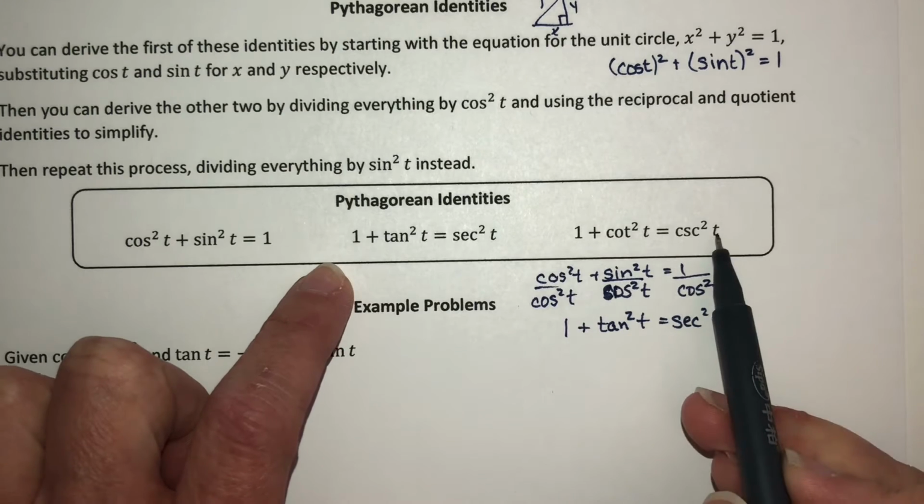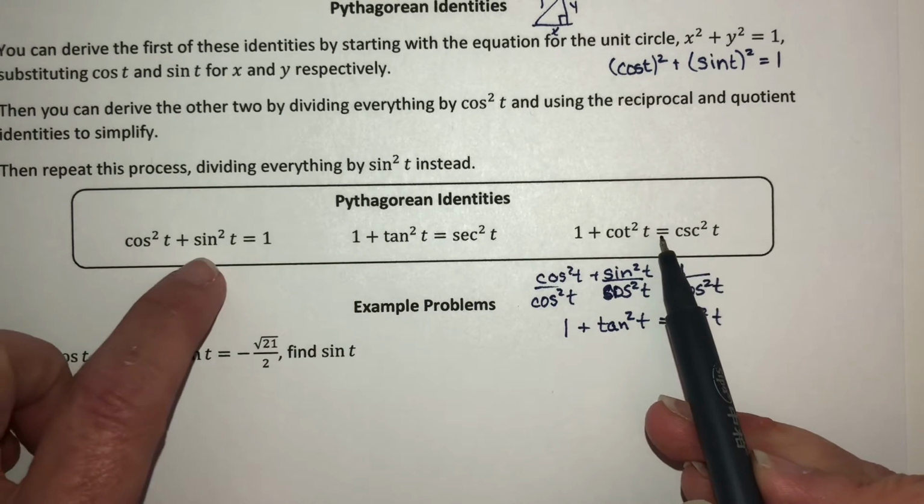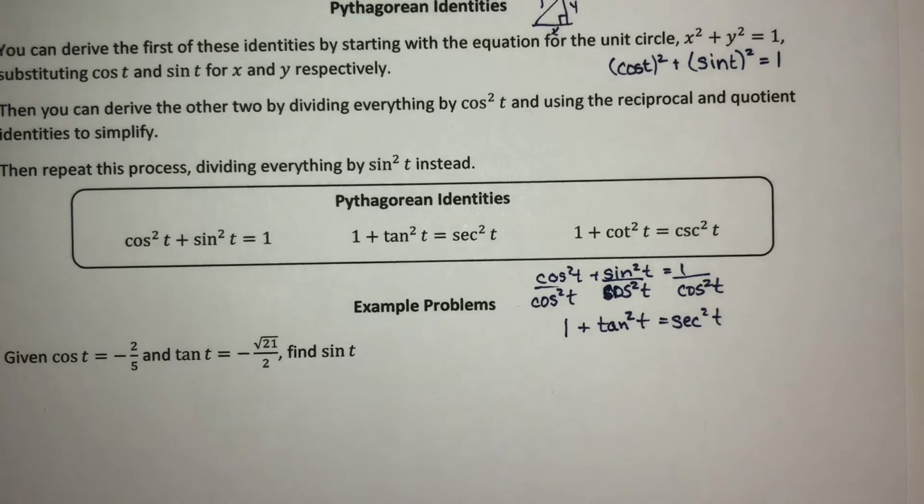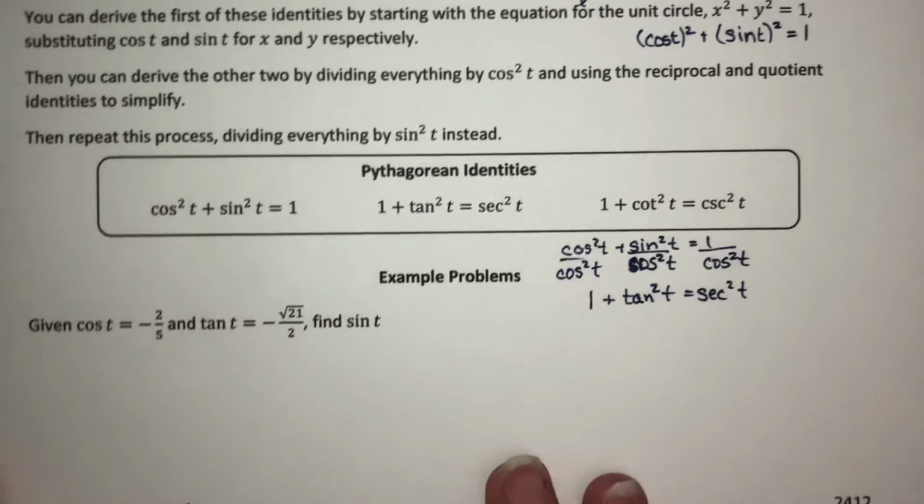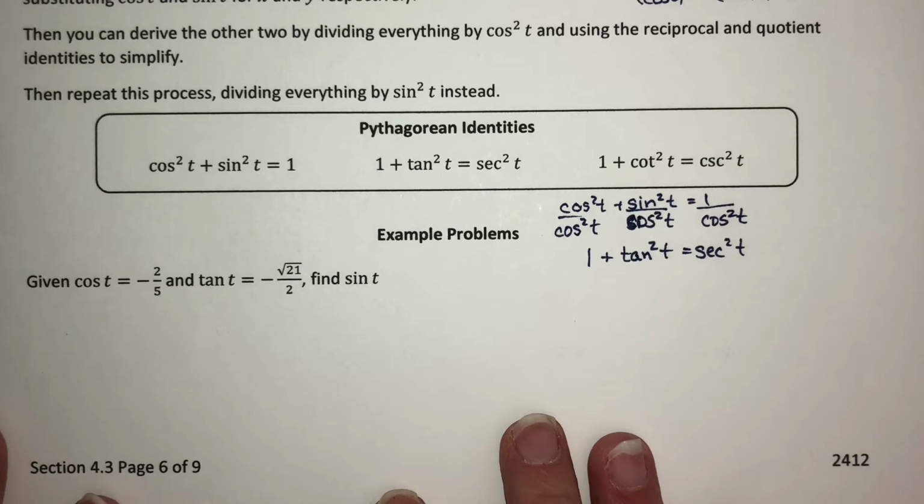Now, if you want this one, you are going to divide everything by sine squared instead. But that's where these things come from. Yes, you need to memorize them, but if you understand where they come from, it's going to be that much easier. Okay, so let's work a few problems with this information.